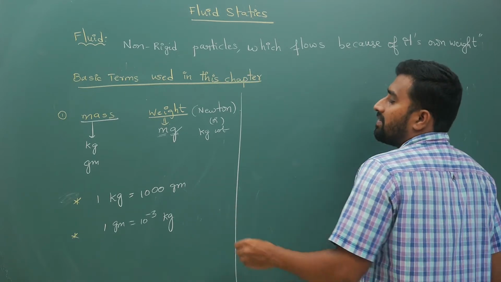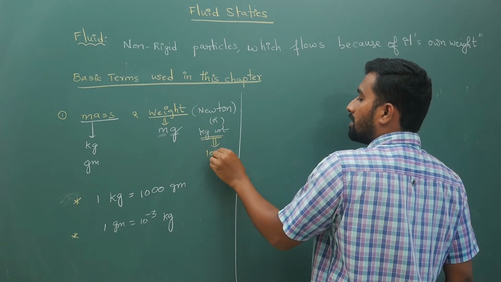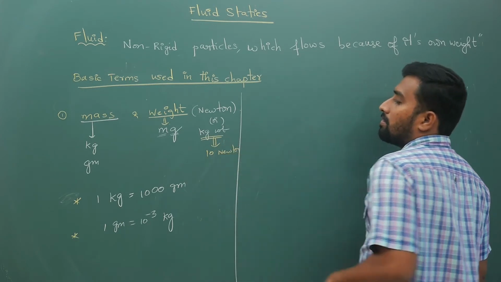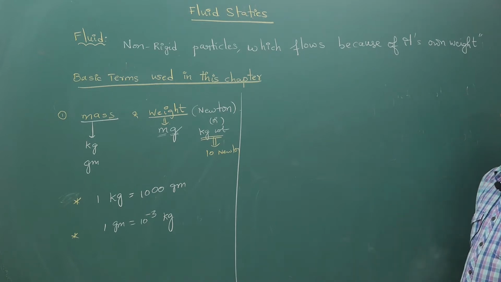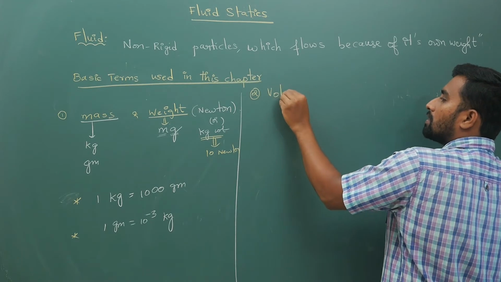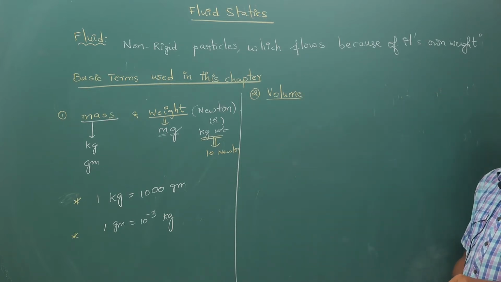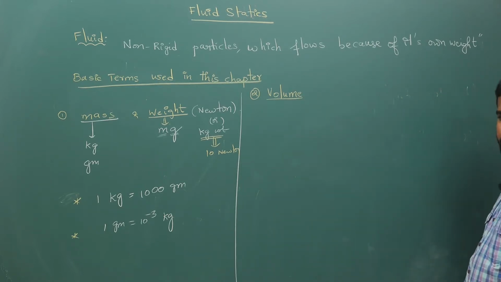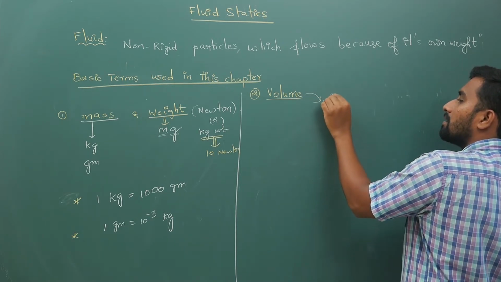Next, weight is different, and 1 kg weight is approximately equivalent to 10 newtons. This you must have studied in Newton's laws of motion, which I have explained briefly. Next, coming to your second part, volume. For volume the unit is meter cube.